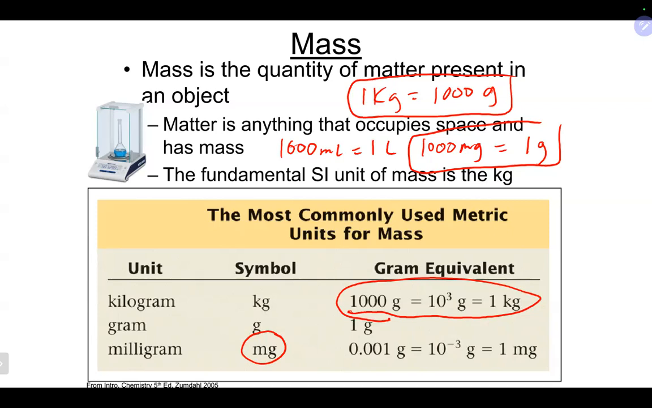So again, as I'm going through these and saying you should kind of know them, as we talked about before, there are a lot of conversions that they do want you to know by heart here. Any questions on that?